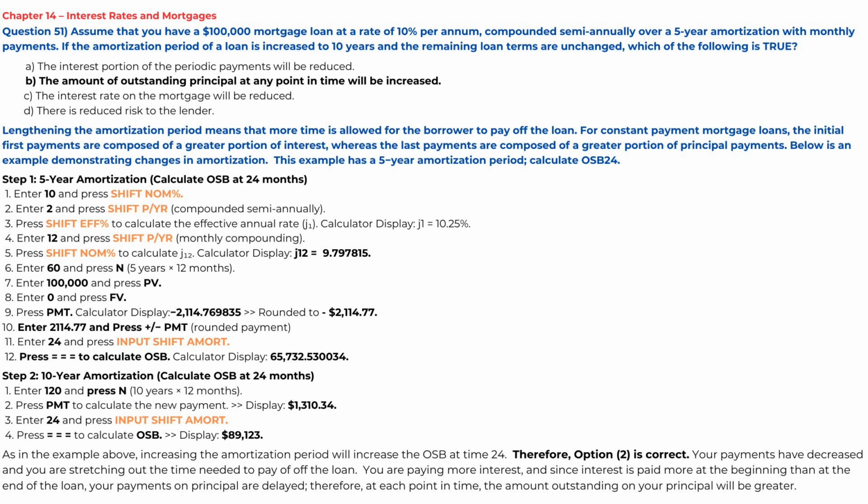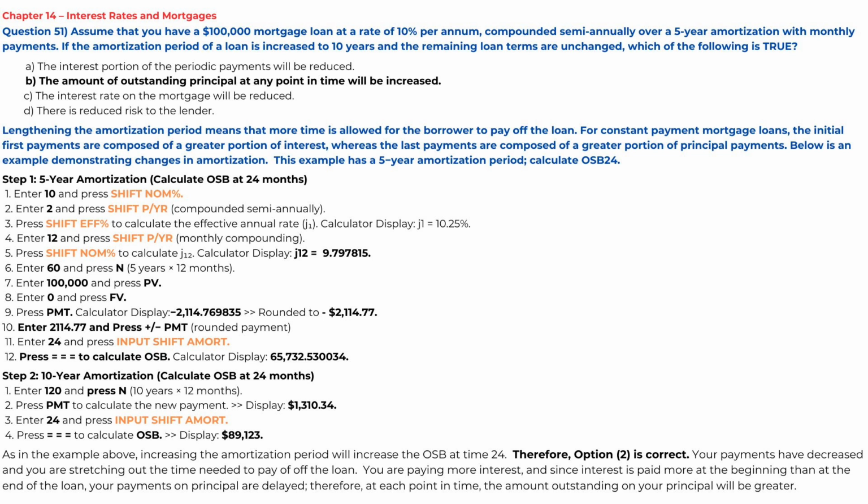Lengthening the amortization period means that more time is allowed for the borrower to pay off the loan. For constant payment mortgage loans, the initial payments are composed of a greater portion of interest, whereas the last payments are composed of a greater portion of principal. Below is an example demonstrating changes in amortization. This example has a 5-year amortization period.